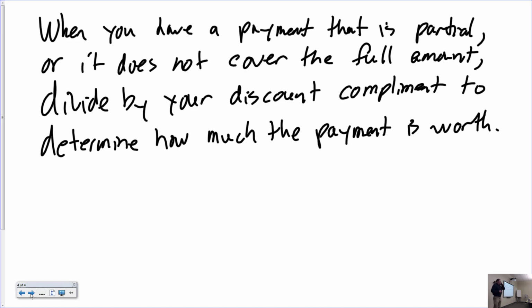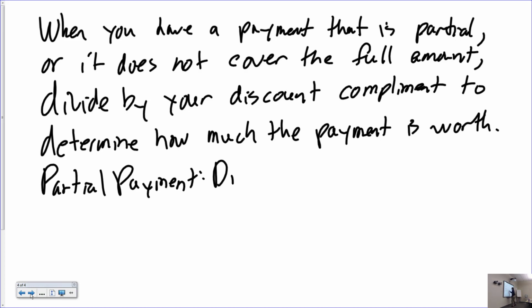With partial payments, divide by complement. With full payments, multiply by complement. And that's a nice, quick phrase that you can write down on a note card just to remind yourself. Partial payment, divide by complement.